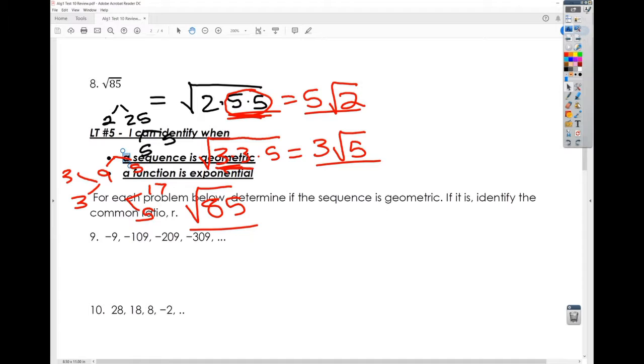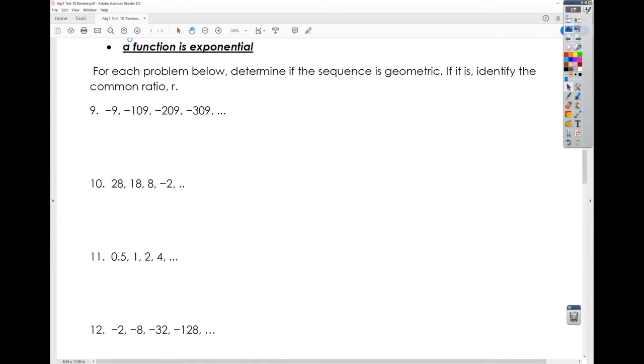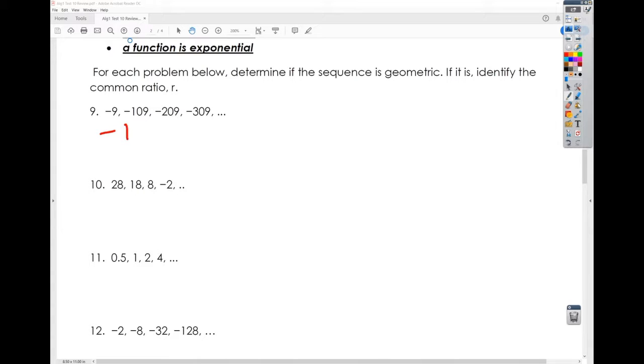Okay, so geometric sequences now. Let's clear this out here. For each problem below, determine if the sequence is geometric. If it is, identify the common ratio r. So if it is geometric, then I should be able to take a pair of consecutive terms and divide one of those terms by the previous term. And if it is going to be geometric, then I have to get a constant ratio, a common ratio.